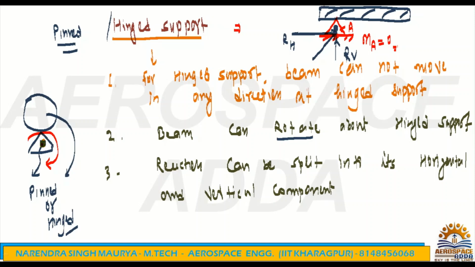That's all about your door. I told you the door is the best example of the hinge support. A door is opening and closing all the time about the hinge support only. Hope you understood. Now coming to the fixed support.